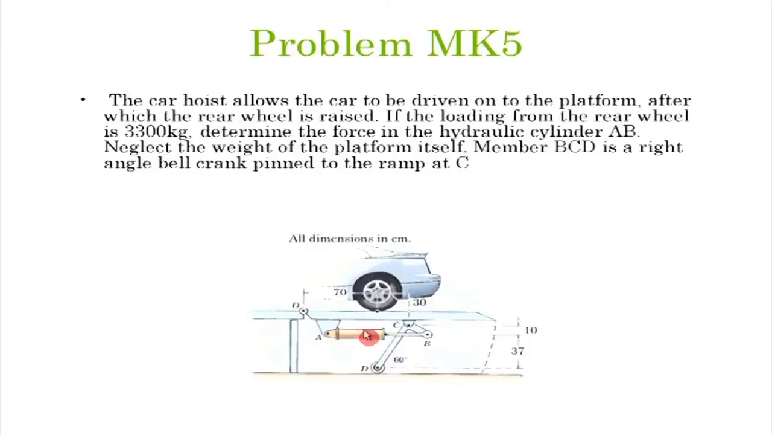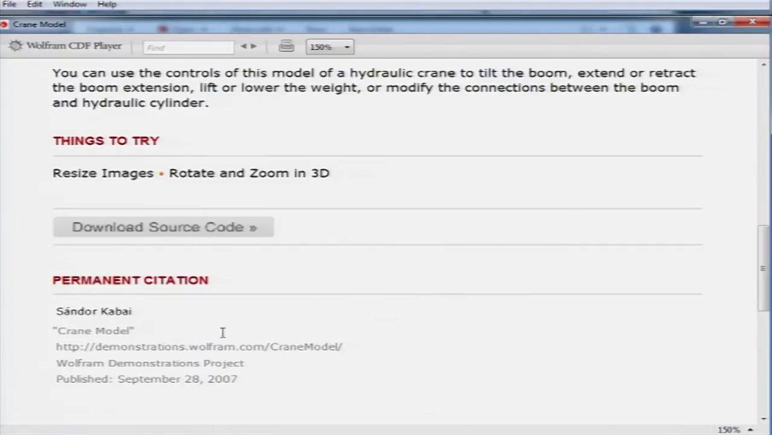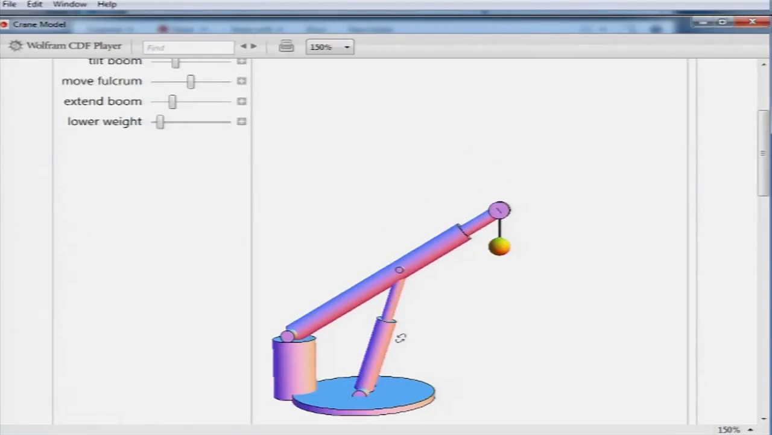Now, let me briefly explain what this hydraulic cylinder is and what it does. For that I will refer you to a simple animation which I have taken from this website called demonstrations.wolfram.com. Wolfram is a company which makes a very powerful symbolic and numerical computation software called Mathematica. On this website there are a number of demonstrations and animations with which we can get some visualization about various mechanisms. Now, this is a simple mechanism: this is the hydraulic cylinder, this portion is called the boom, this is another hydraulic cylinder, and this portion is the boom of this hydraulic cylinder.